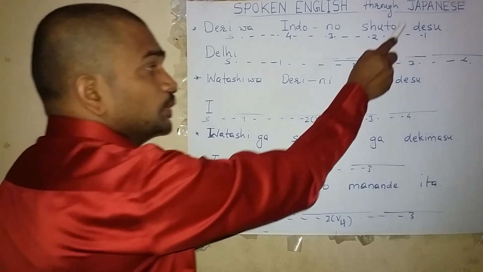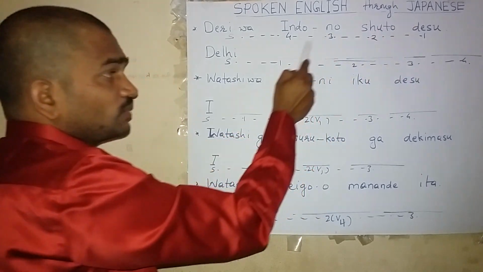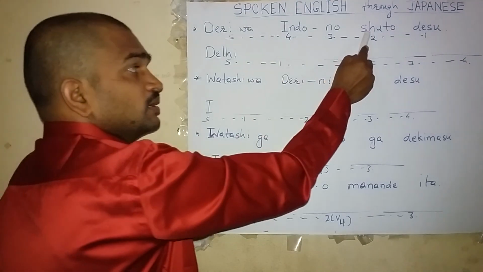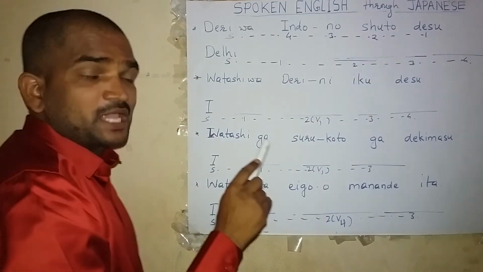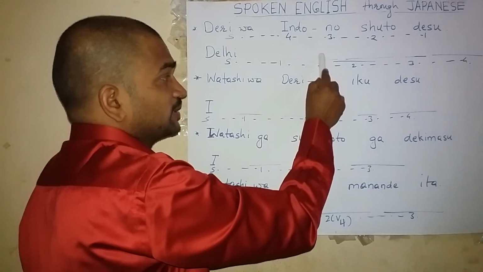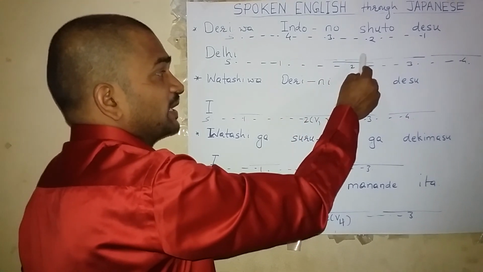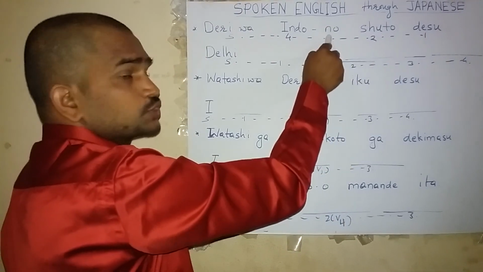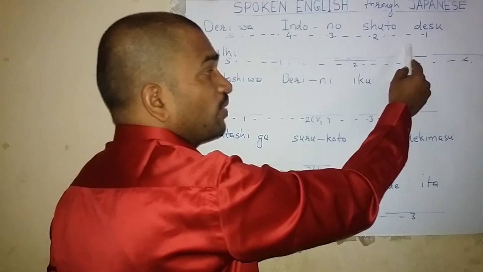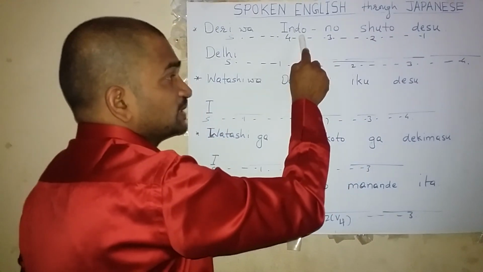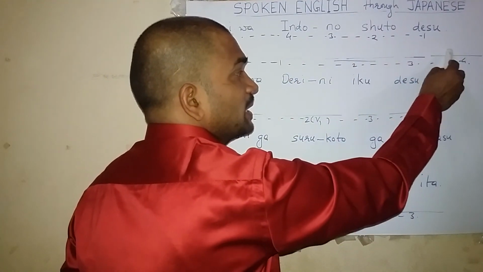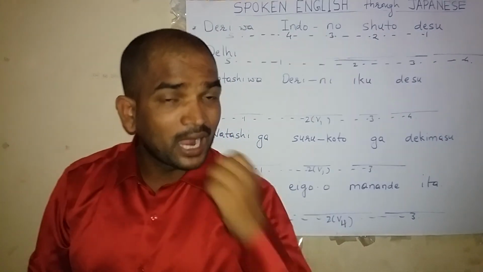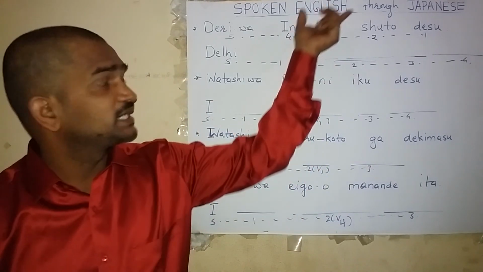After that you should write the word for desu. The English word for desu is "is", I-S. Before one, above two is shuto. The English word for shuto is "the capital", T-H-E, the capital, C-A-P-I-T-A-L. Before two, above three is no. The English word for no is "of", O-F. The English word for Indo is India, I-N-D-I-A.